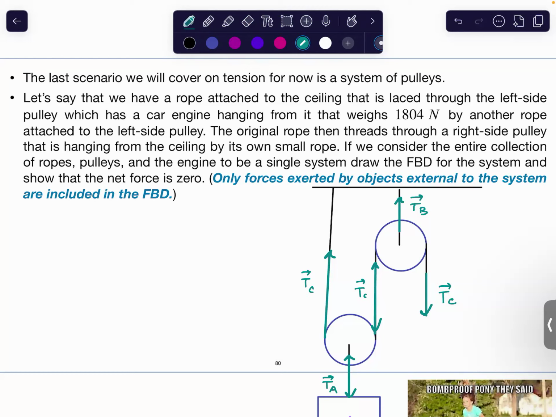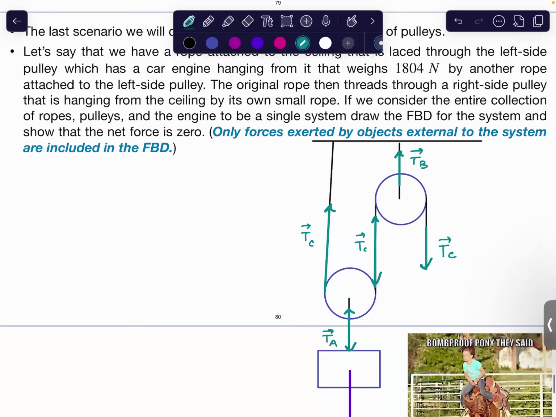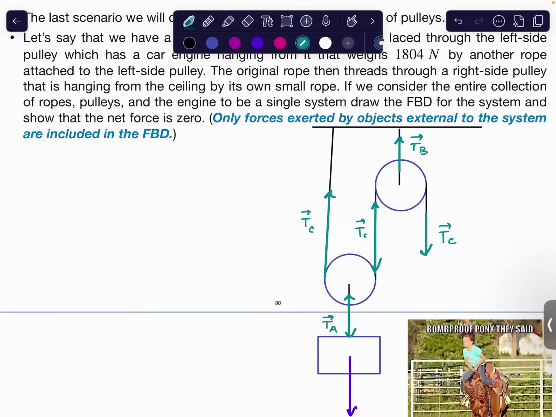I have a question. Why are the ones attached to A and the letter that I can't quite make out double arrows? Ah, so this is one of the things that usually drives people nuts about tensions. From the point of view of the mass, tension A is pulling up. From the point of view of the pulley, tension A is pulling down.